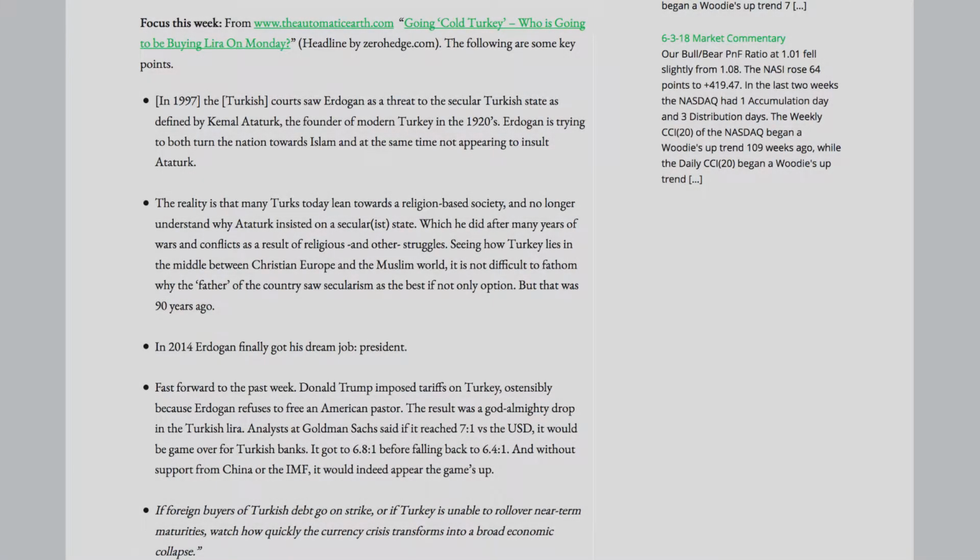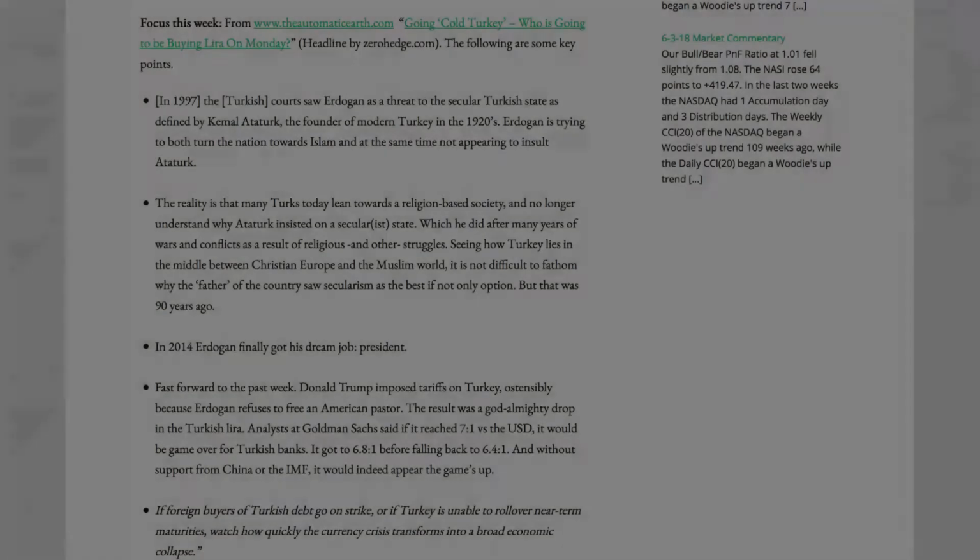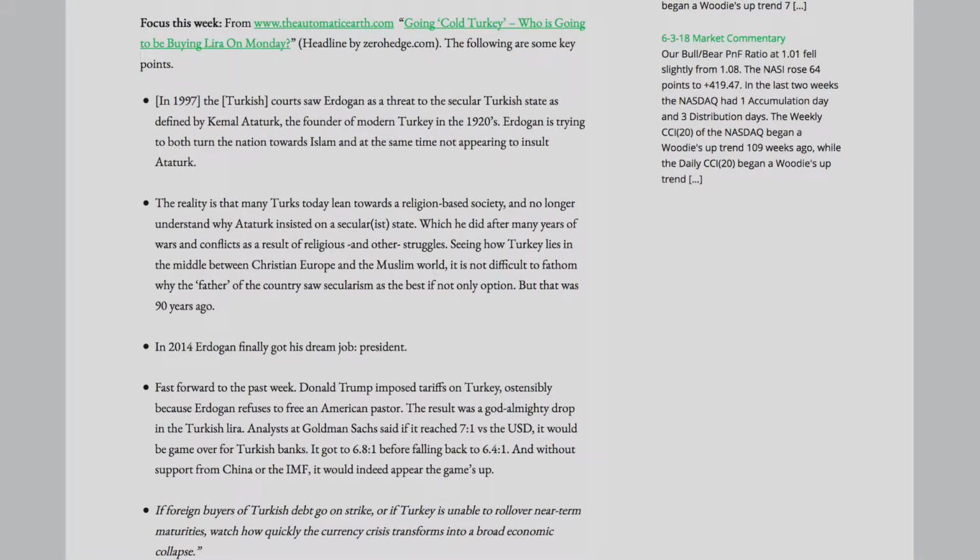Focus this week from www.theautomaticearth.com. Going cold turkey. Who is going to be buying lira Monday morning? The following are some key points.